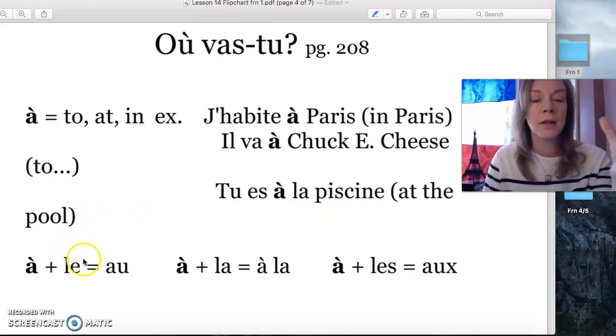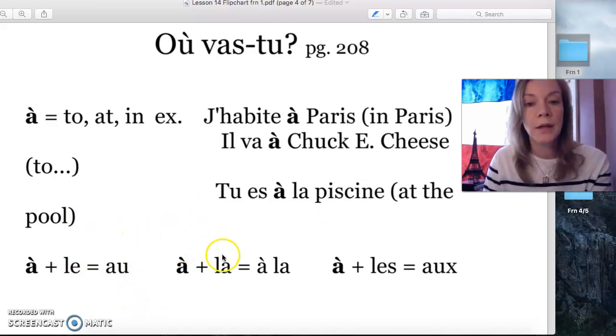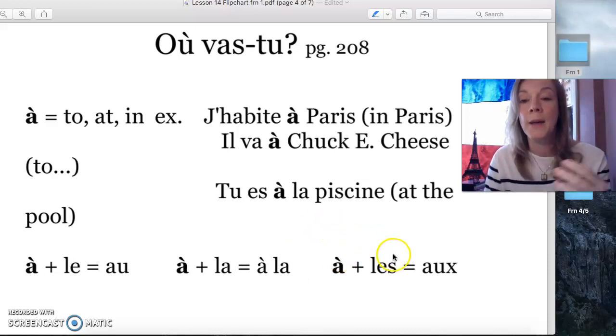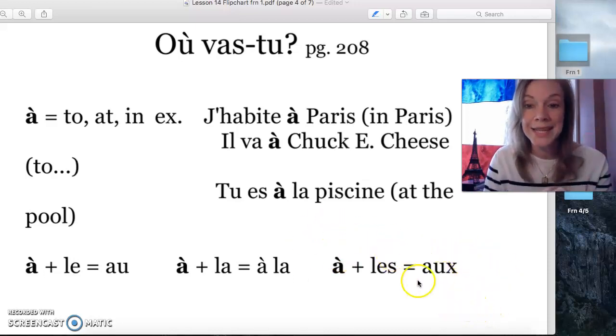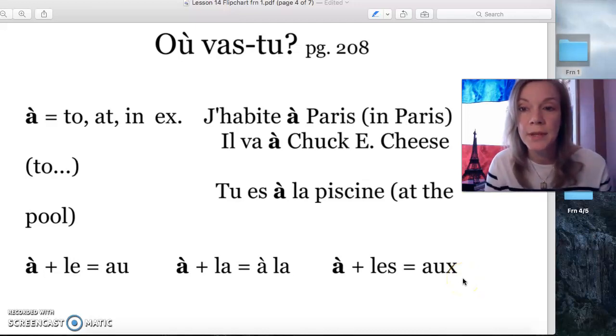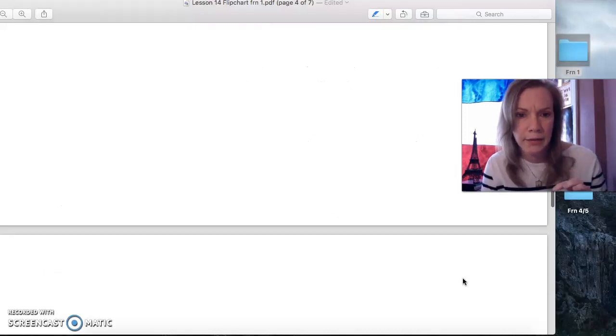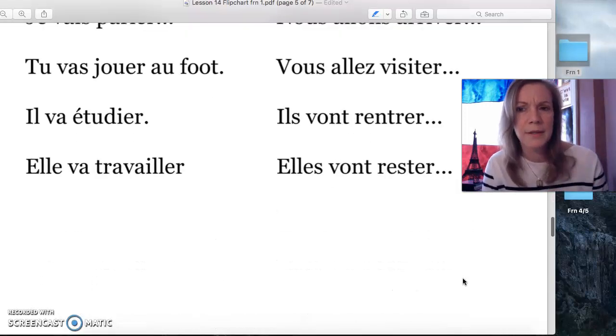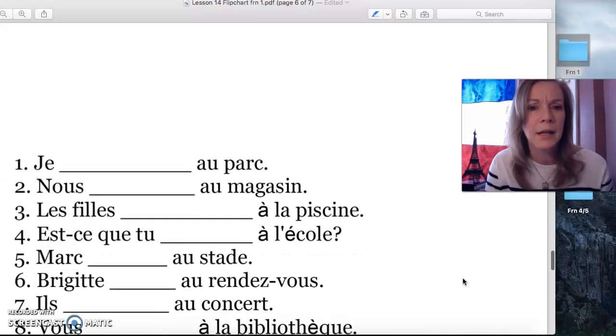To the masculine place is au. To the feminine place is à la. And to the many different plural places is also aux, A-U-X. So you can use this to do some of the practice. I think later on in this slideshow, we'll talk about this part in a moment, but I'm skipping past it.